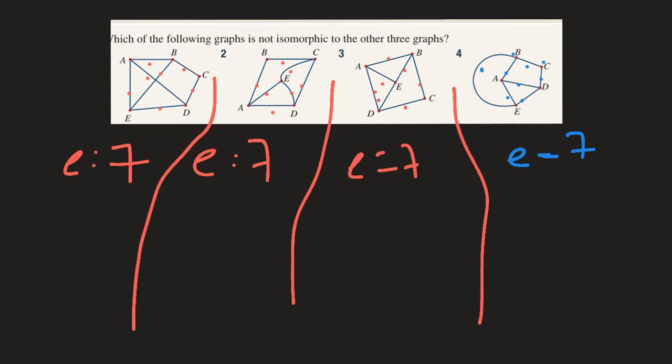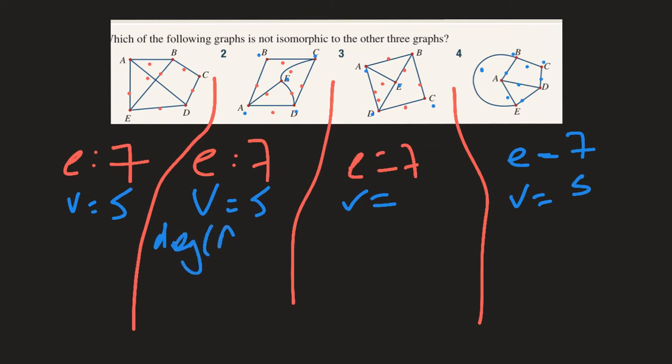All right, now we'll go backwards. A, B, C, D, E. So that would be 5 vertices. A, B, C, D, E would be 5 vertices, and this would also have 5 vertices. All right, so let's figure out our number of degrees for A. We are going to do that all the way across.